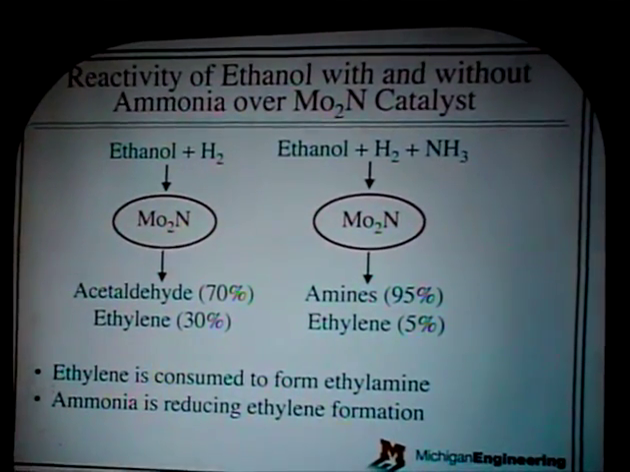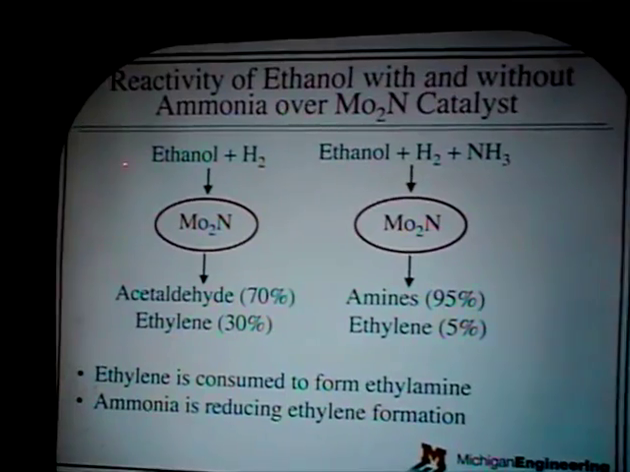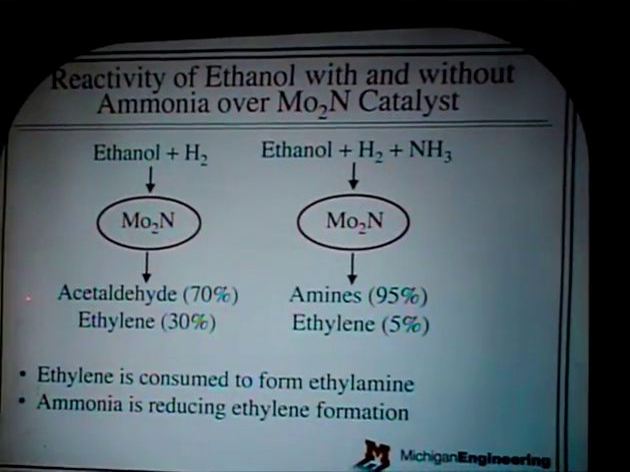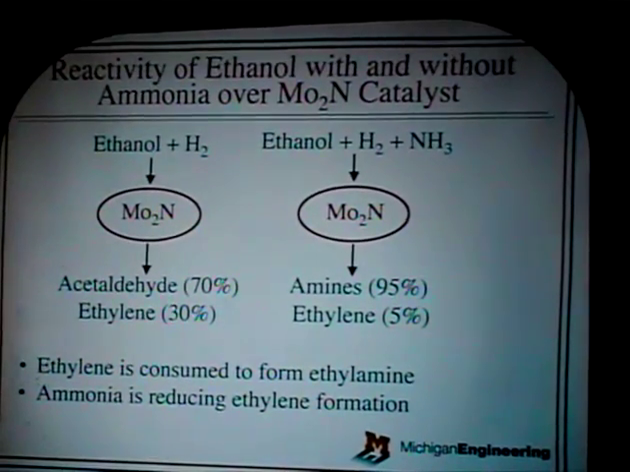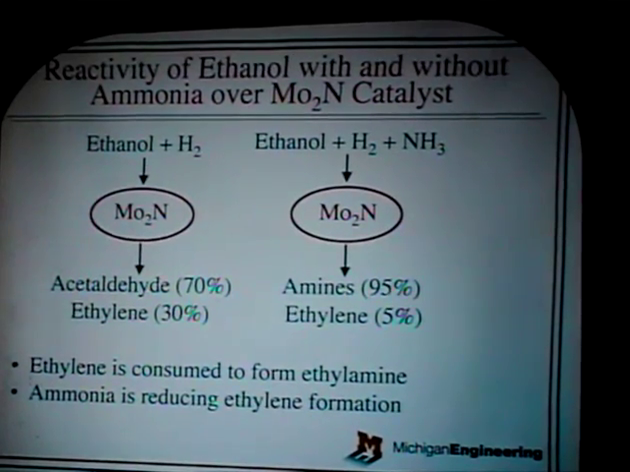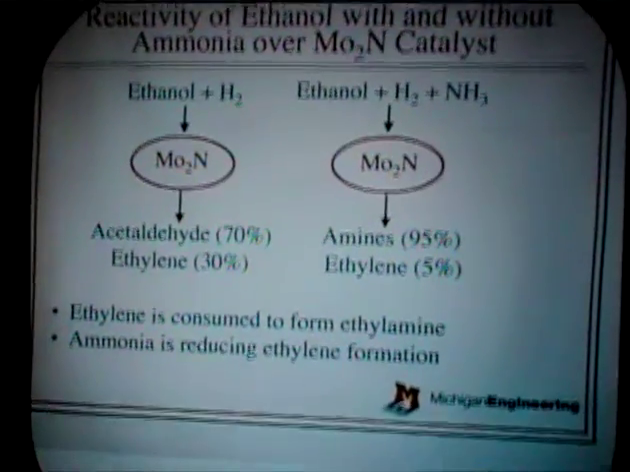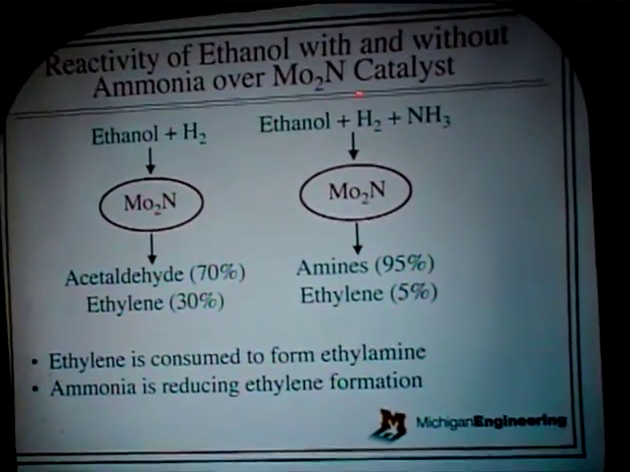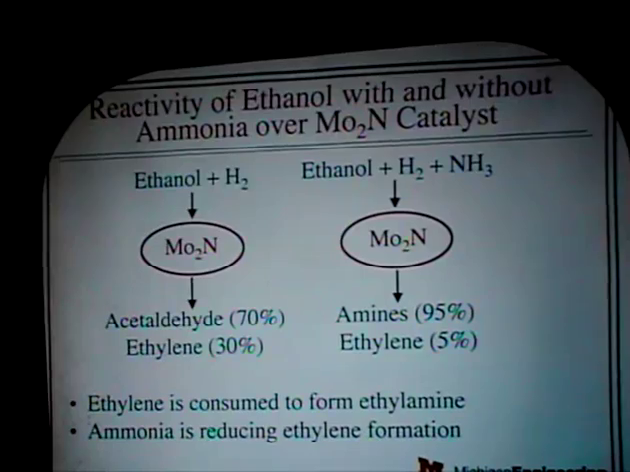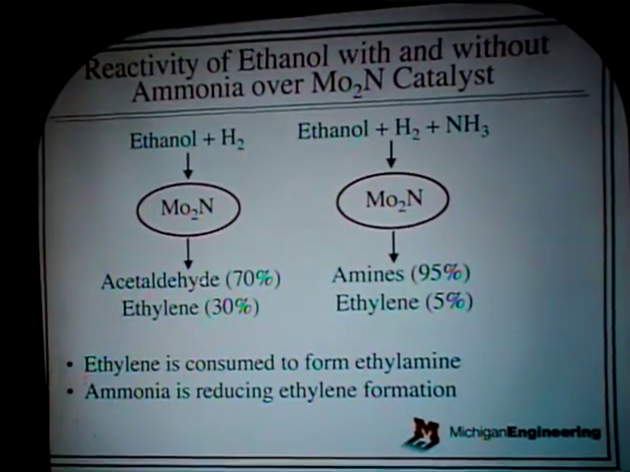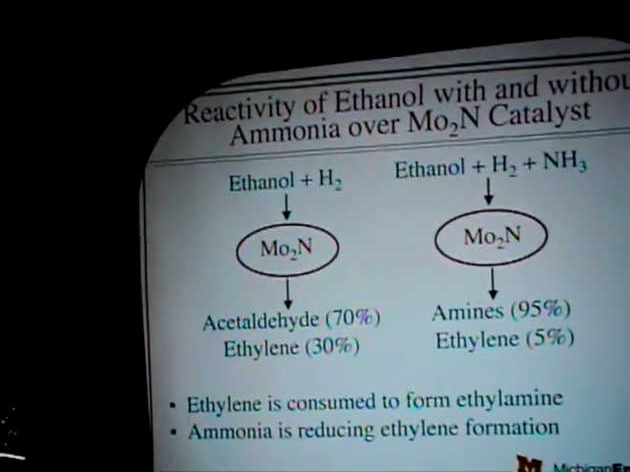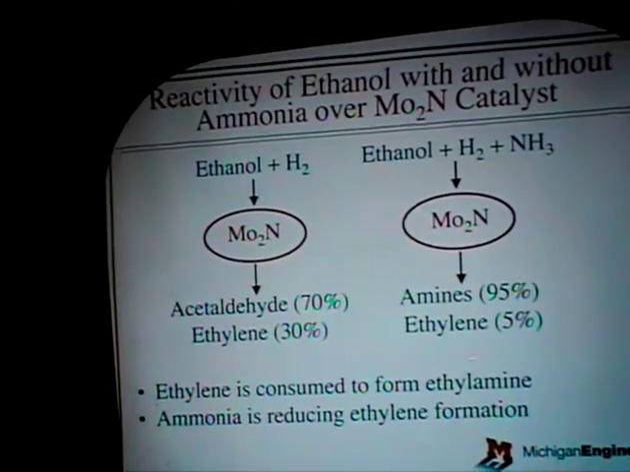with or without ammonia. When we carry out the reaction using 1% ethanol and about 99% hydrogen over molybdenum, we found there is no ethylamine, which is expected because there is no ammonia, but there is a very high selectivity of acetaldehyde, about 70% selectivity, and 30% selectivity of ethylene. But when we add ammonia, there is no acetaldehyde, only a trace amount, which is logical because the acetaldehyde is reacting with ammonia to form amines. But interestingly, the selectivity for ethylene also drops from 30% to 5%.